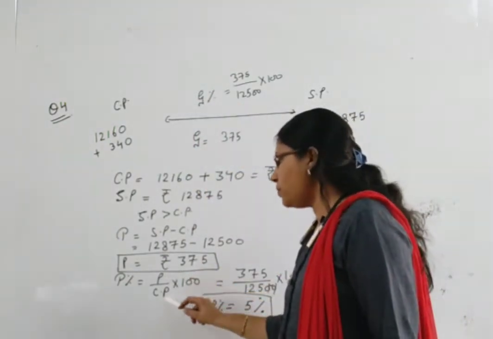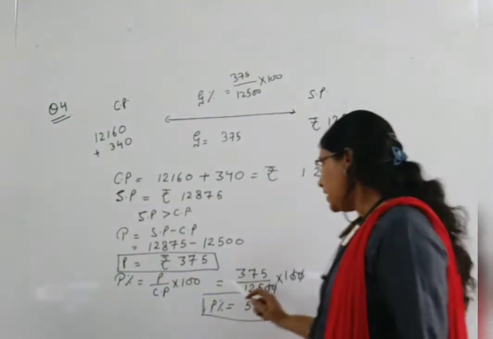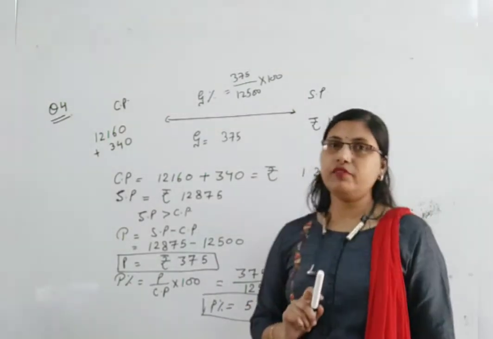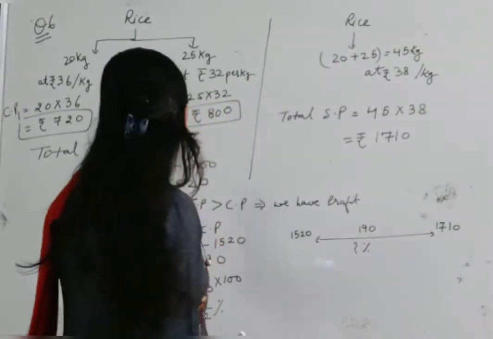The profit upon CP into 100. And now we will solve it. We will get the answer 5%. Clear everyone? Question number 6.